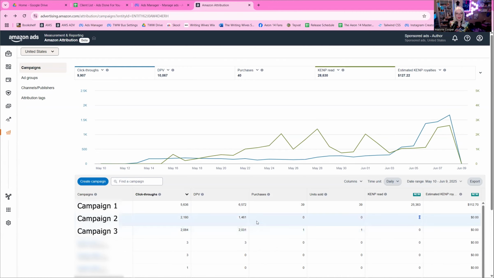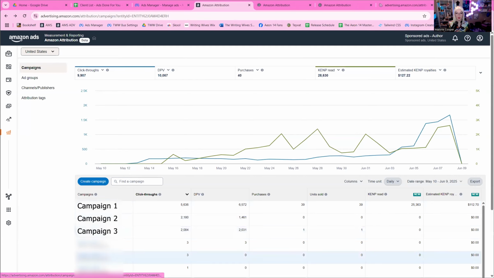One of the things you'll see right away is that the DPV is weird on one of them, which is your details page views. Generally speaking, your DPV should be higher than your click-throughs because some people are going to click book two, some people are going to click some other book that you have, some people are going to click the series page. Actually, I'm not 100% sure if the series page counts as a DPV or not, but they're going to click things. So usually you have a higher DPV, but this one particular ad has a lower DPV. Kind of odd. Anyway, if I click on these three campaigns, we're going to see something pretty interesting.